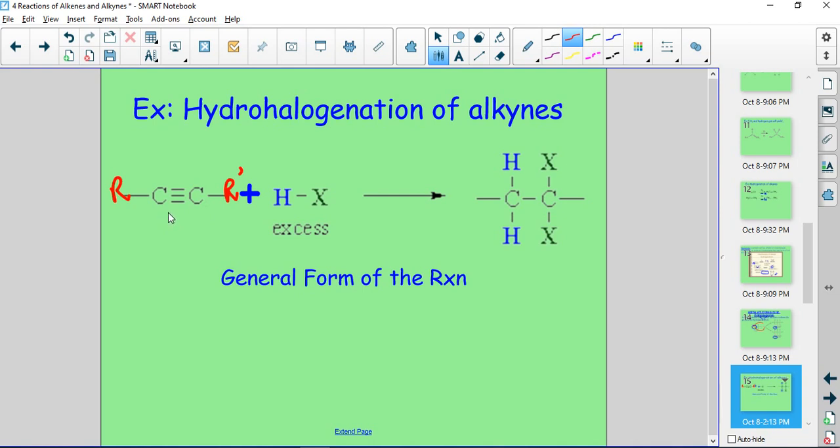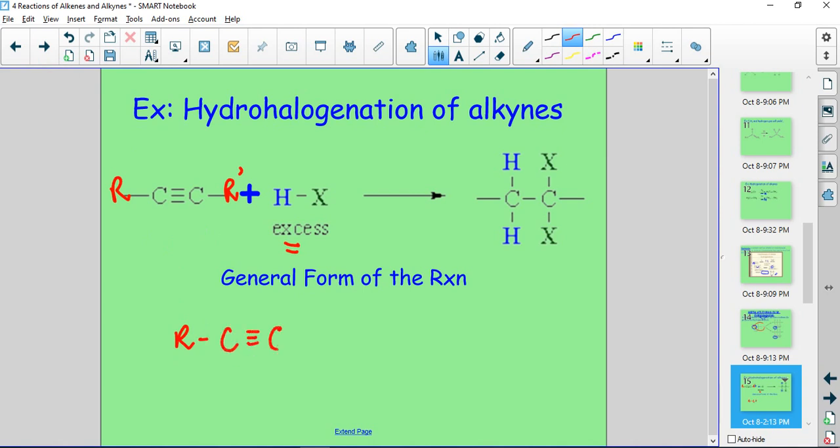Now, an alkyne with a hydrogen halide, and "in excess" is a keyword, means that there's lots of it. So it will continue reacting until it is complete and can't react anymore. It will then go through, and I'm missing a step here, but it shows you it's going to go from an alkyne to an alkene, then to a fully saturated alkyl halide. Okay, maybe I'll show you the step that I'm missing here.